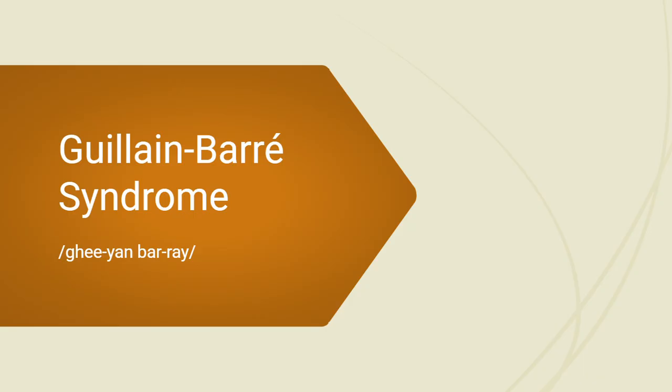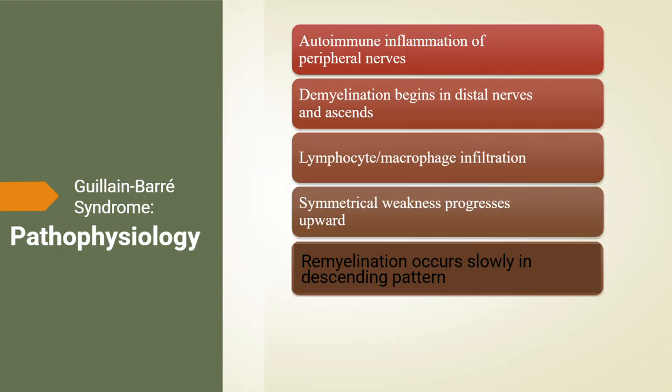Guillain-Barré syndrome is an acute, rapidly progressive neurological disorder that affects the peripheral nervous system. The pathophysiology of Guillain-Barré syndrome helps us understand why symptoms progress the way they do. Guillain-Barré is an acute inflammatory demyelinating disorder that affects the peripheral nervous system, meaning it impacts nerves outside of the brain and spinal cord. The problem begins when the immune system mistakenly attacks the myelin sheath that surrounds peripheral nerves.